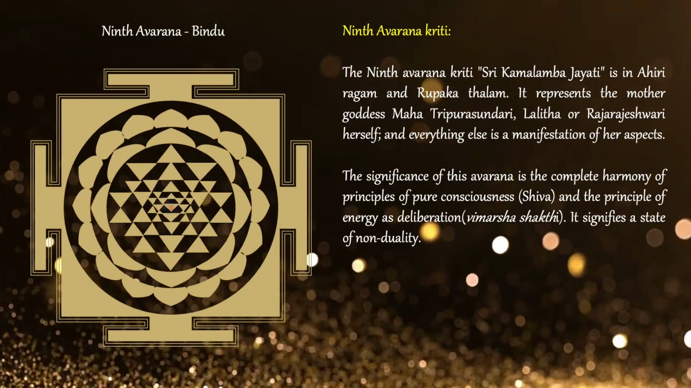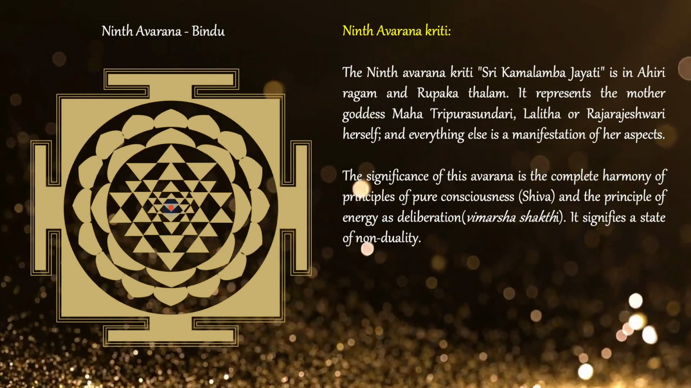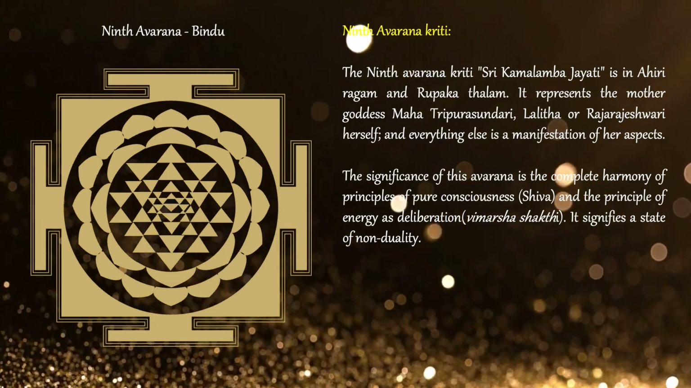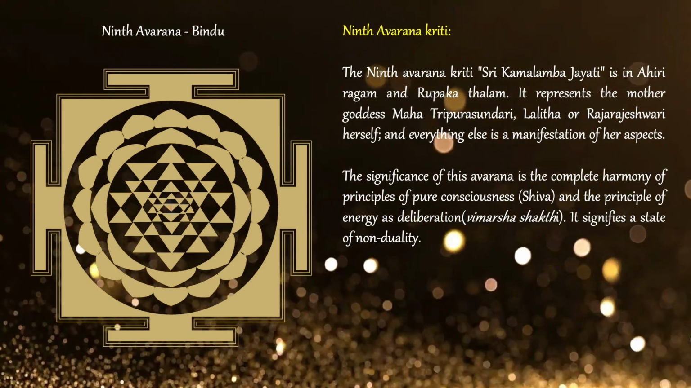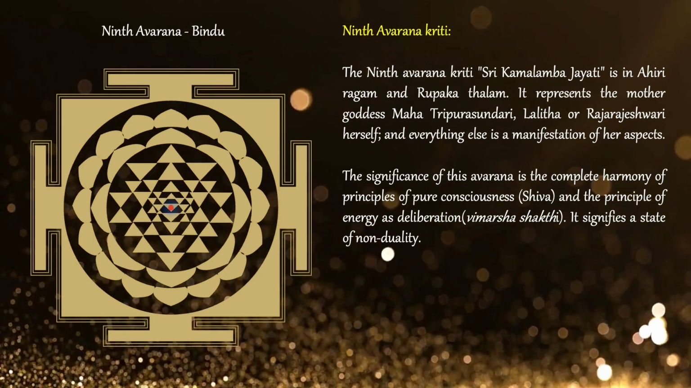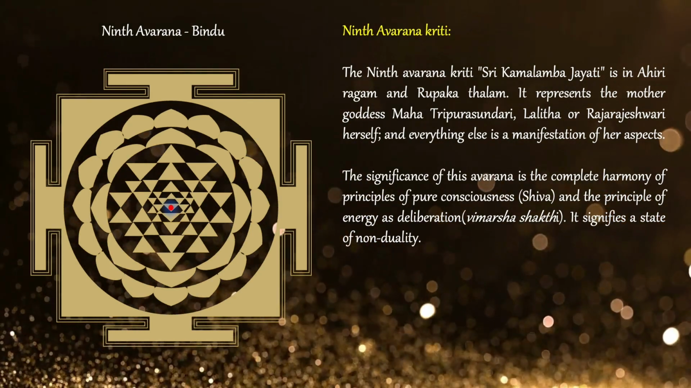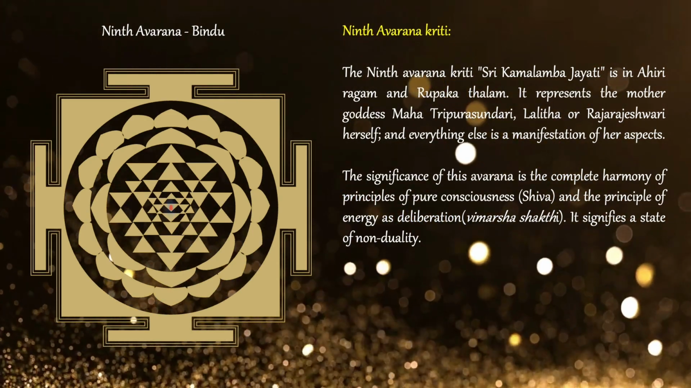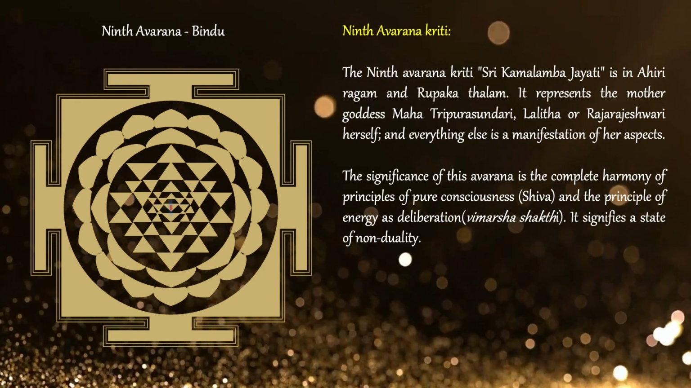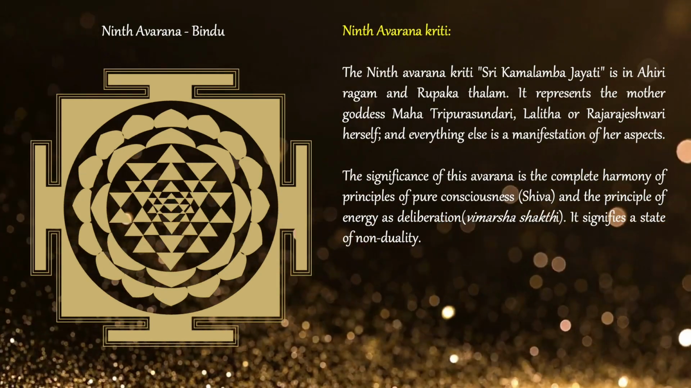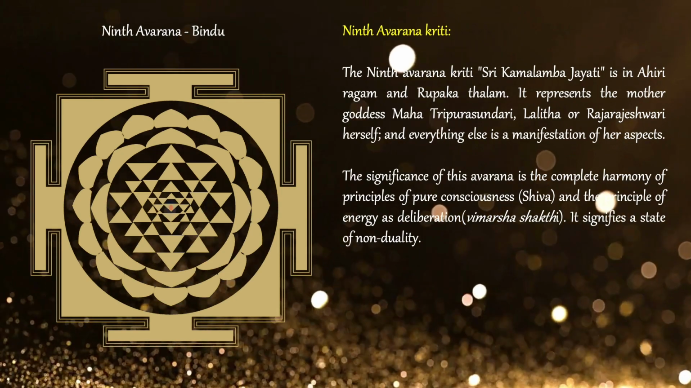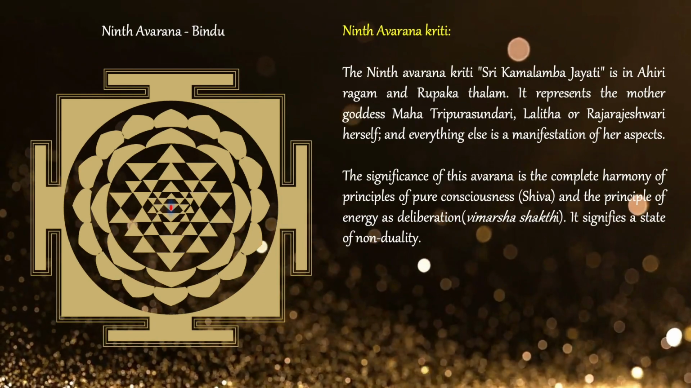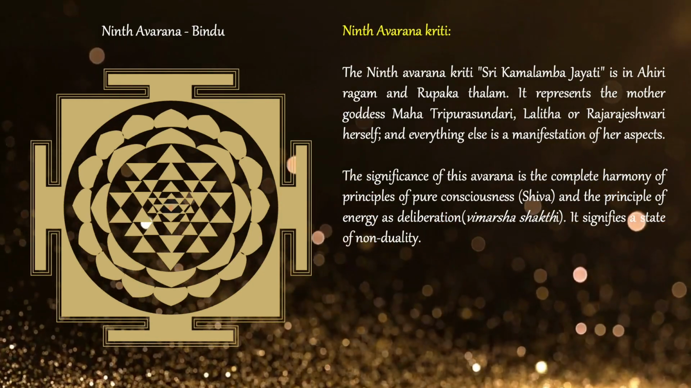The 9th Avarana Kriti, Sri Kamalamba Jayati, is in Ahiri Ragam and Rupakatalam. It represents the mother goddess Mahatripura Sundari, Lalita, or Rajarajeshwari herself, and everything else is a manifestation of her aspects. The significance of this Avarana is the complete harmony of principles of pure consciousness, Shiva, and the principle of energy as deliberation, Vimarsha Shakti. It signifies a state of non-duality.